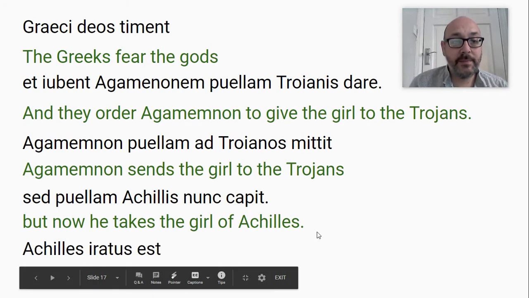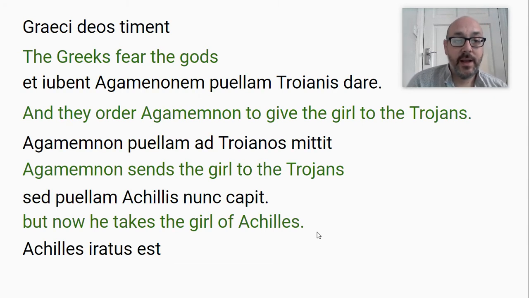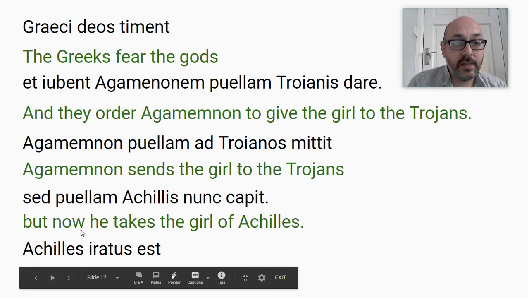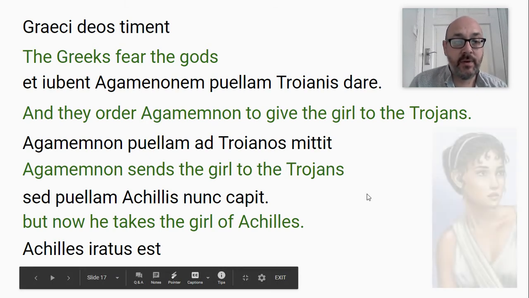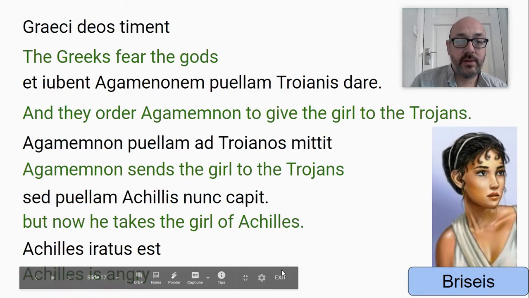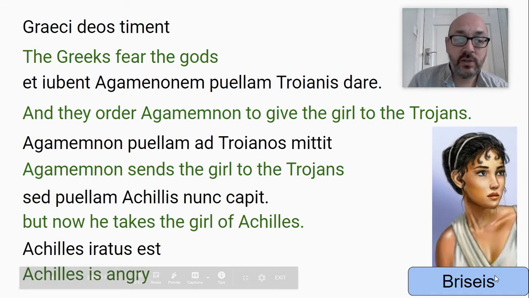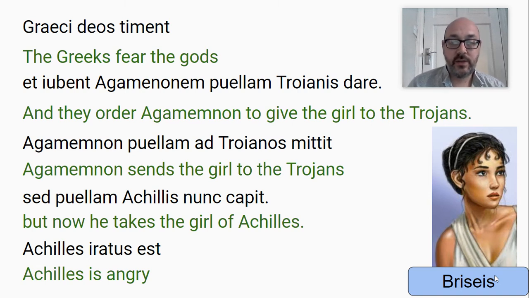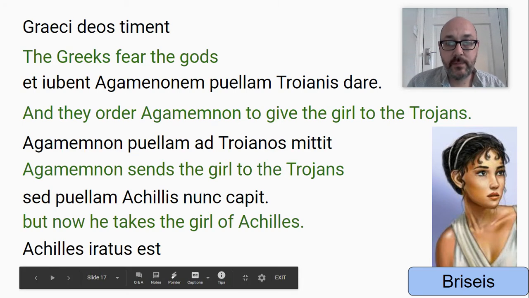Achilles thinks he's got the right to have this woman who he's just stolen. Anyway, he's very annoyed now that Agamemnon's taken his girl. Achilles iratus est. So Achilles is angry. Have I got some translation yet? Achilles is angry. Okay, this is the representation of the young lady in question. She then becomes this cause of dispute between Achilles and Agamemnon. What happens next?